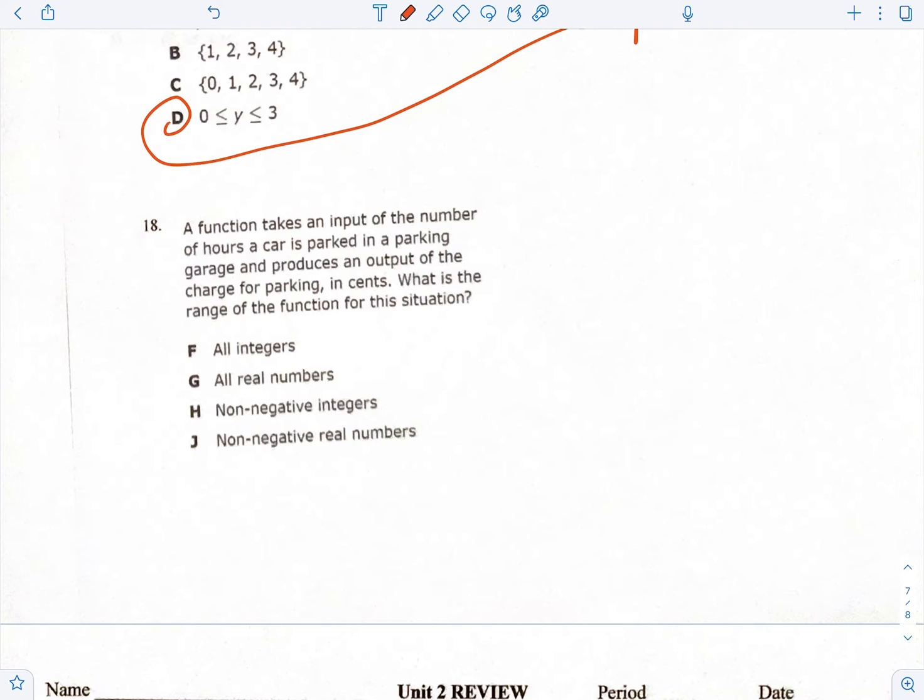A function takes an input of the number of hours a car is parked in a parking garage and produces an output of the charge for parking in cents. What is the range? And it says, and produces an output of the charge for parking in cents. So we know what our range represents, right? Charge for parking.